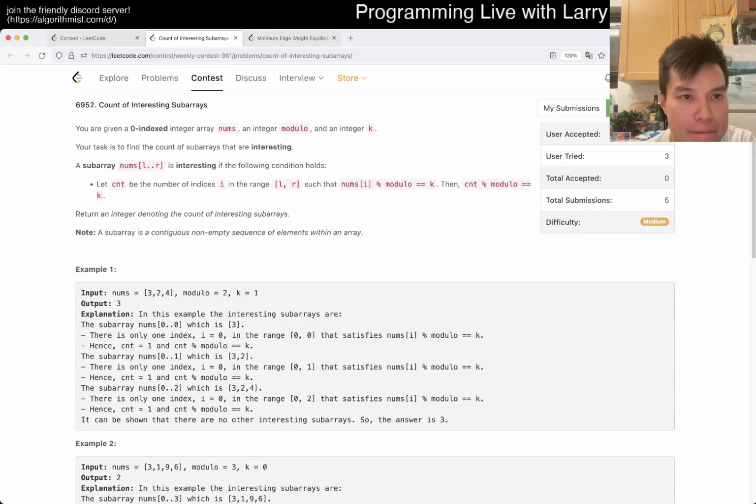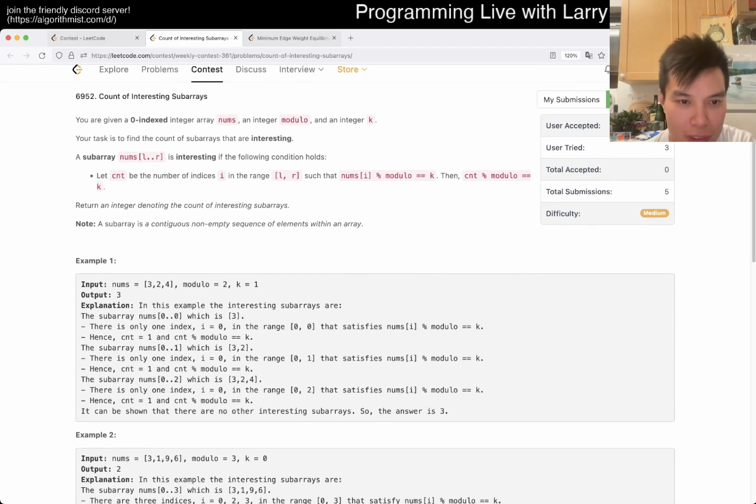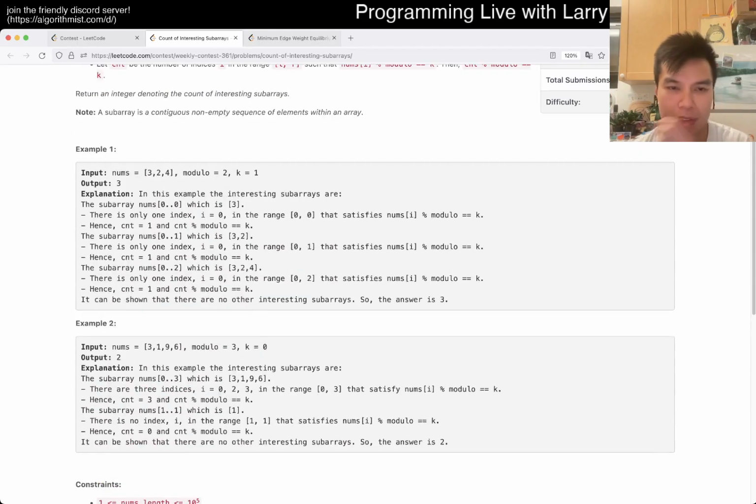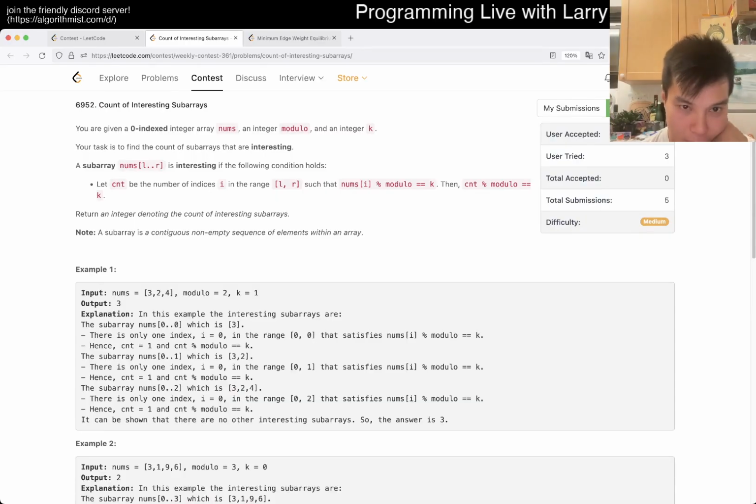Count the number of subarrays that are interesting. Number of indexes I such that nums of I modulo k equals... number. Okay, this is kind of hard to understand, but okay. Count is equal to 1, and 1 mod 2 is equal to 1. Why would you use the modulo in two ways like this? It's so confusing to understand. Okay, fine. Let's see.